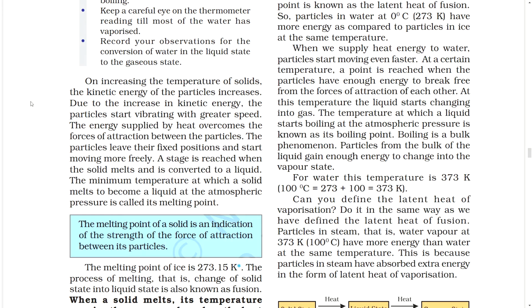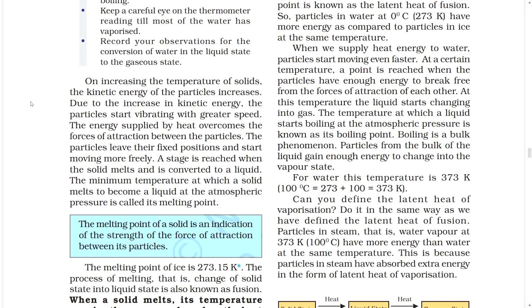The energy supplied by heat overcomes the forces of attraction between the particles. The particles leave their fixed position and start moving more freely. A stage is reached when the solid melts and is converted to liquid.